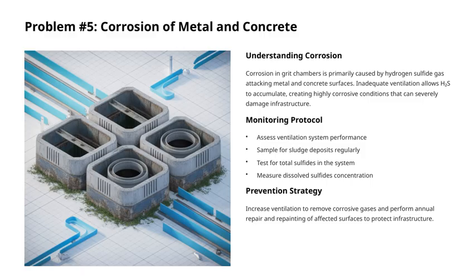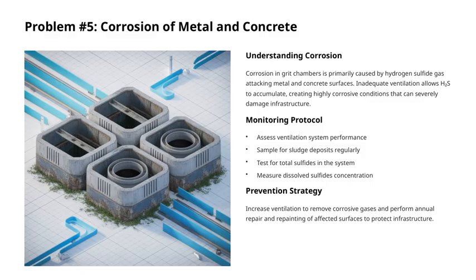That includes assessing how well the ventilation system is performing, regularly sampling for sludge deposits, testing for total sulfides in the system, and measuring the concentration of dissolved sulfides. All these steps help us understand the extent of corrosion risk and catch problems early.